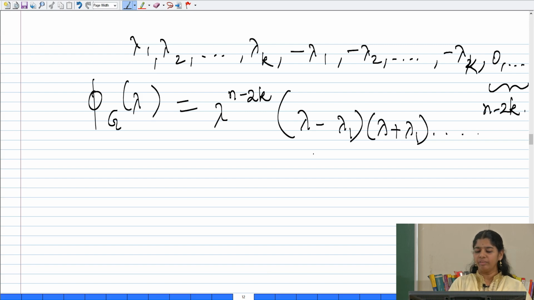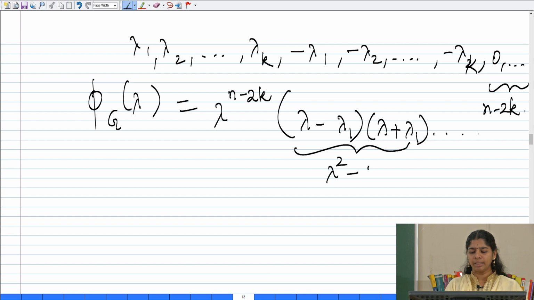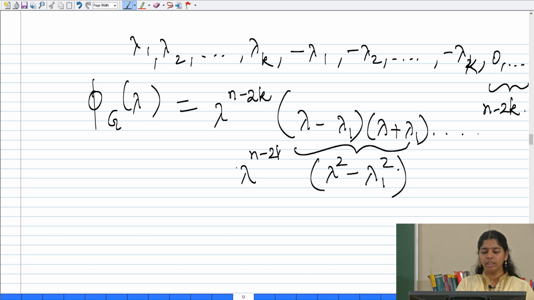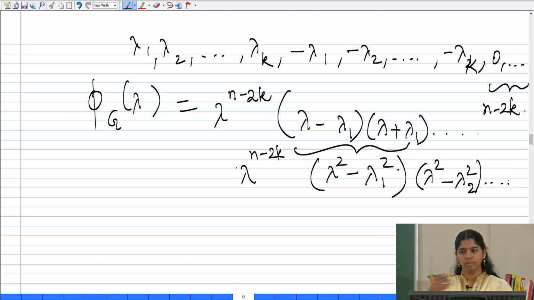If I just have to write the factors and product, that is my polynomial. So, if we do this, we can see that this is nothing but lambda square minus lambda 1 square. So, we will have all factors sitting like this, lambda square minus lambda 2 square and so on. If we expand this, you will never have an odd power of lambda appearing at all, you will have only even powers. So, we can immediately see that all the coefficients of the odd power terms, the corresponding b's, would be 0, all the b 2k plus 1 coefficients would vanish.